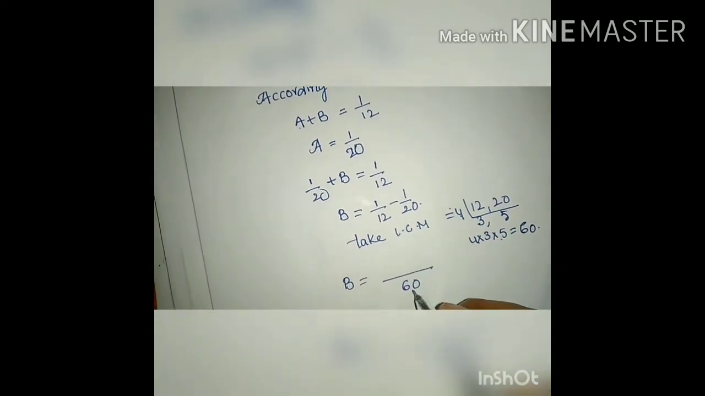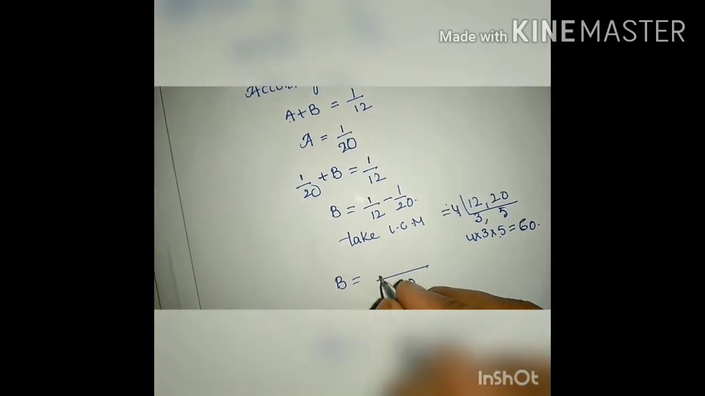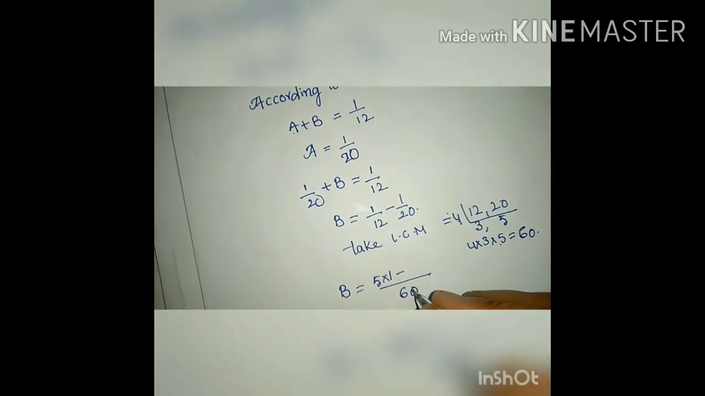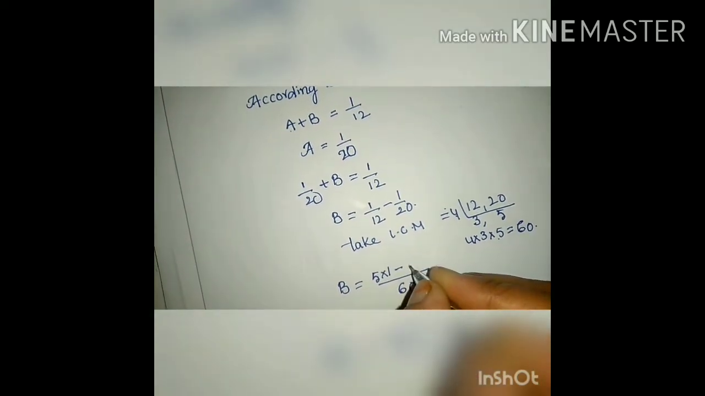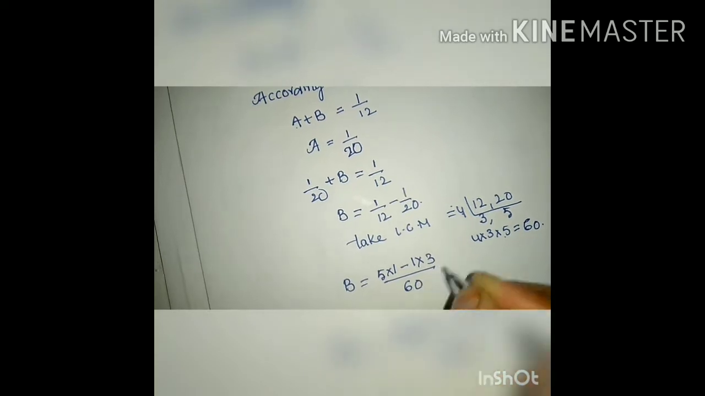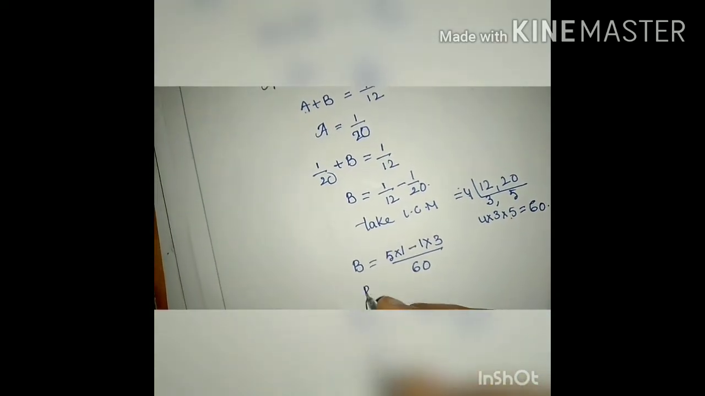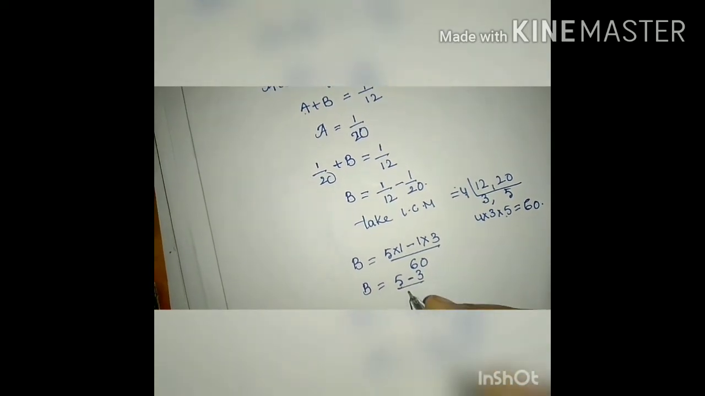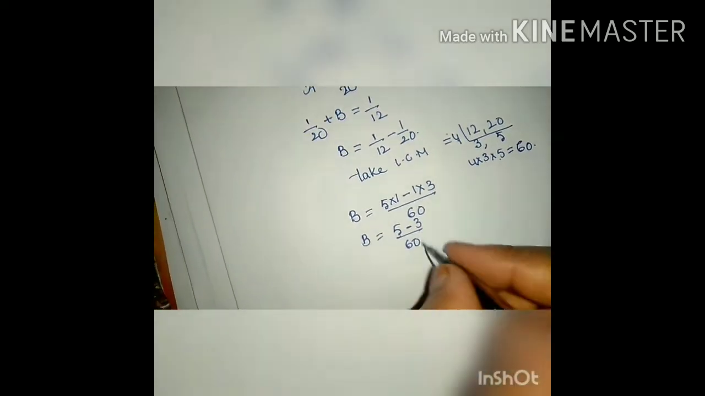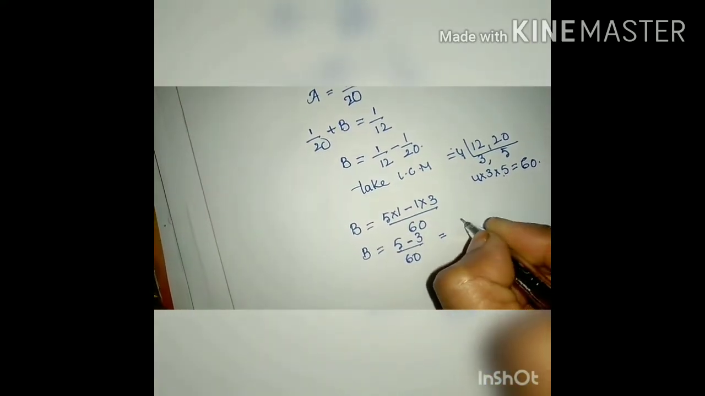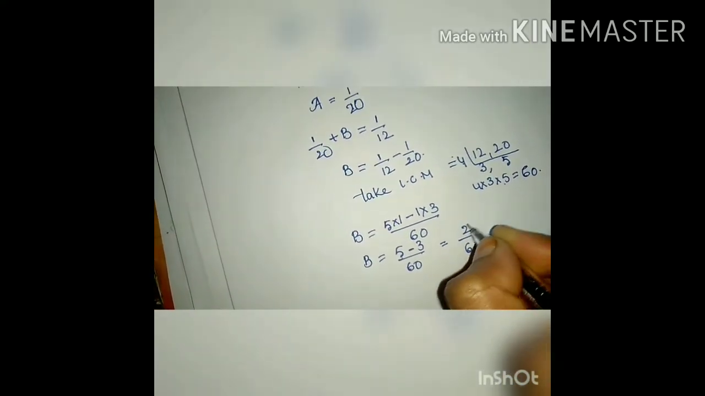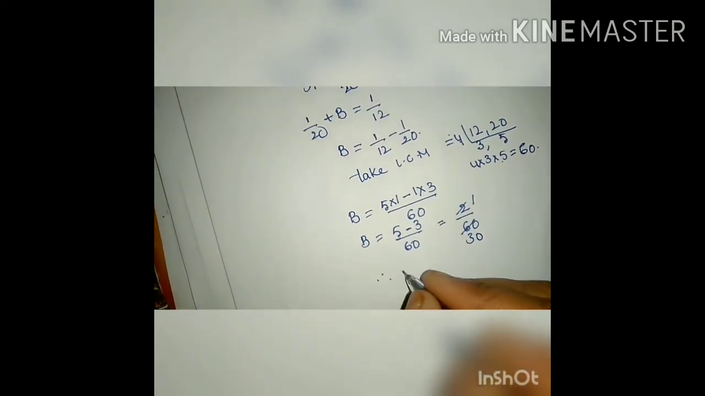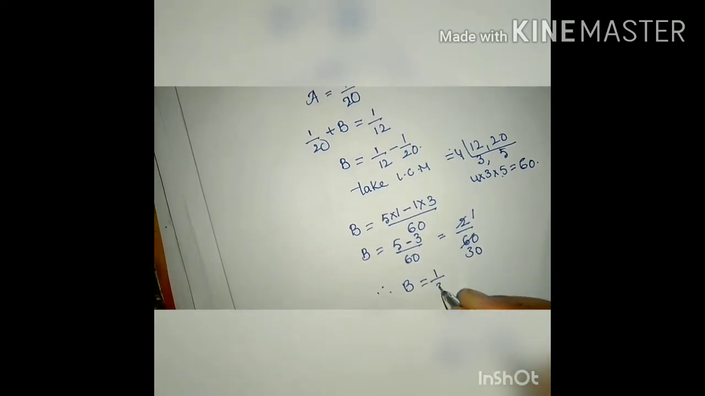So B equal to over 60. How many times is 12 possible in 60? 5 times. 5 into 1. And 20, how many times is it possible? 3 times. 1 into 3. So B equal to 5 minus 3 by 60, which is 2 by 60. 2 ones are 2, 3 twos are 6. Therefore, B equal to 1 by 30.